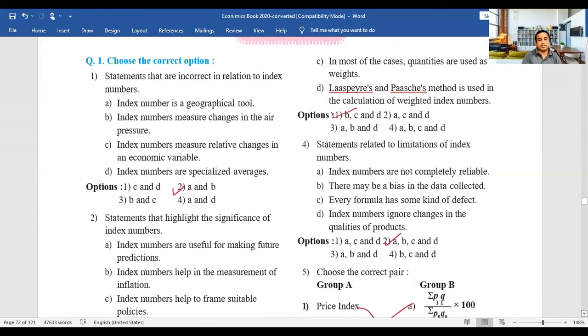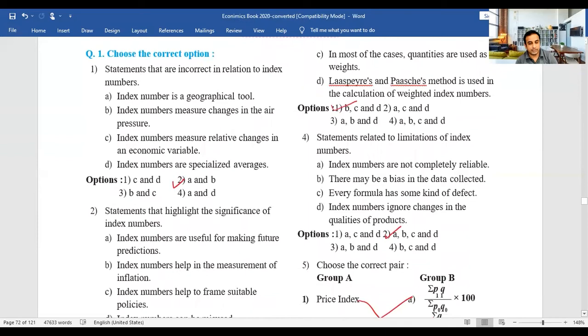Next is statements related to the limitations of index numbers. So index numbers are not completely reliable.